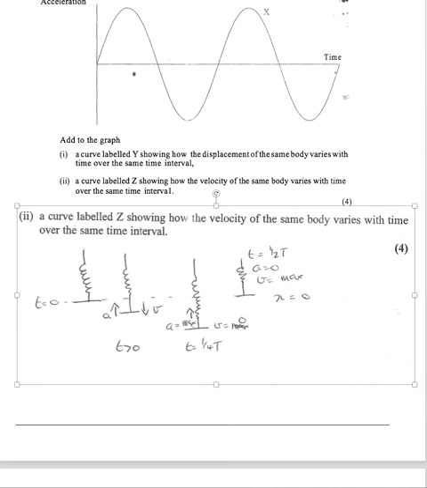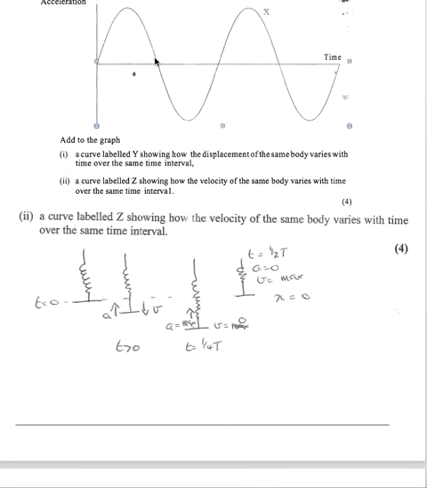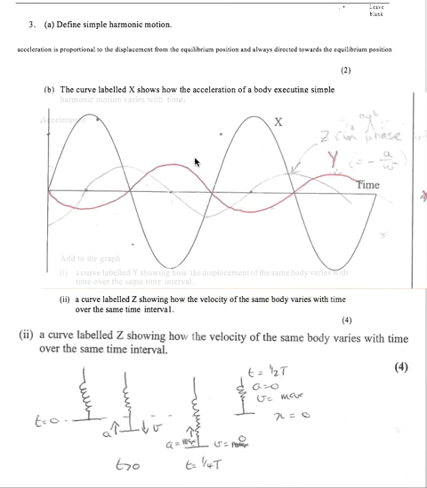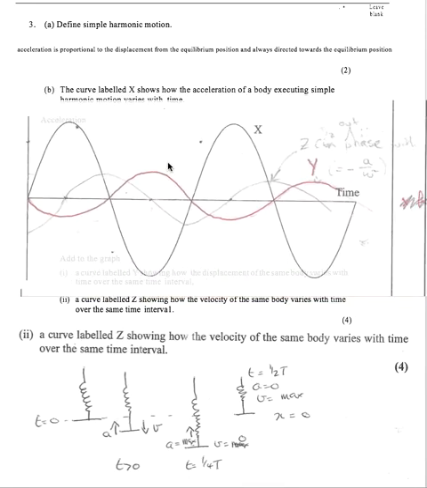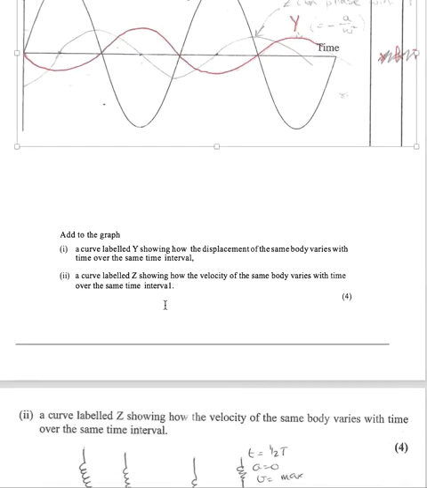So thinking about all of that, what our graphs will look like is very much like that. There we go, so that's what the graphs will look like. There's my graph of displacement. There's my graph of velocity. So there it is.